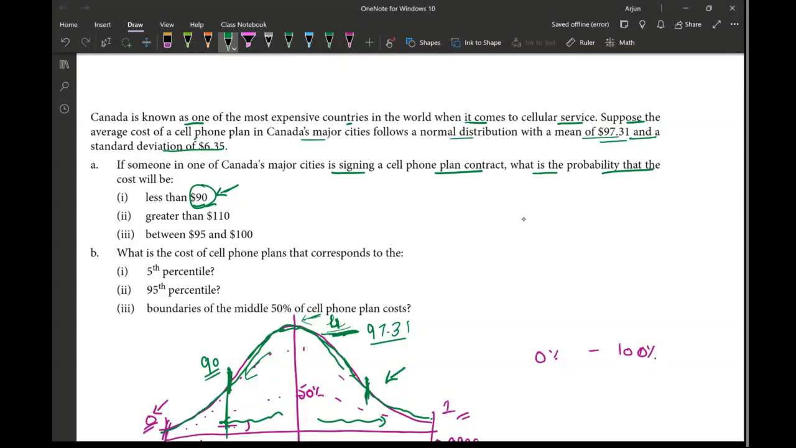If you look into the formula booklet, there is a formula for z-score which is given to you: z equals x minus mean divided by sigma. Sigma is the standard deviation, mu is the mean, x is the value corresponding to the given question, and z is the number of standard deviations. This is the number of standard deviations. This is basically the same formula.